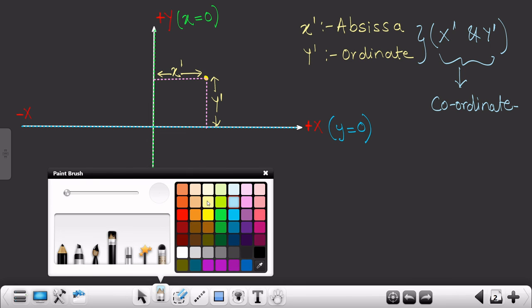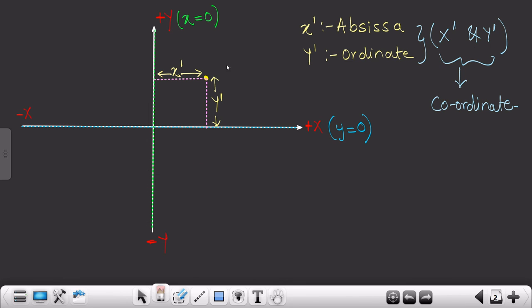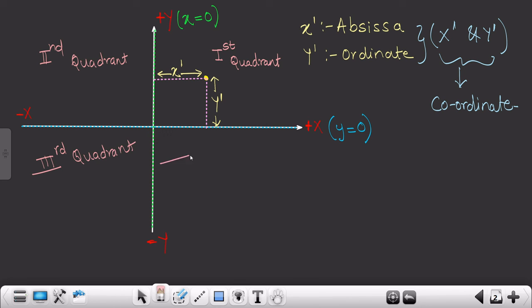And we all know that this is the first quadrant, this is the second quadrant, this is the third quadrant, and this is the fourth quadrant.